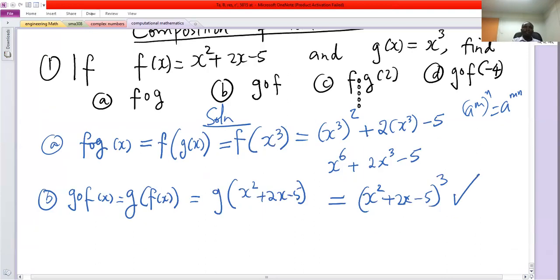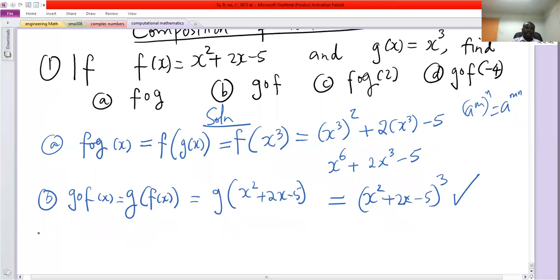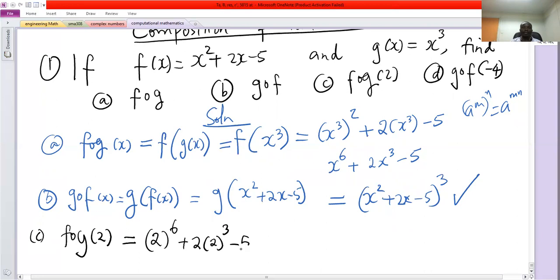Now we can comfortably answer parts C and D. Part C says f composed with g at 2. This means that in the function you have gotten as f composed with g, we replace where there's x by 2. So it'll be 2 raised to power 6, plus 2 into 2 raised to power 3, minus 5. So we have 2 raised to power 6, plus 2 into 2 raised to power 3, and then minus 5, which will be 75.